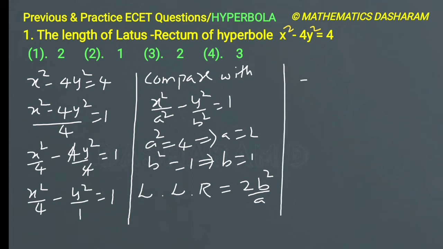Then the length of the latus rectum, formula 2b square divided by a. So 2 into b square value, how much? 1, by a value, how much? 2, 2 cancel, 1. So option 2 is correct.